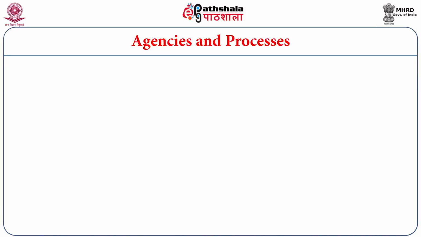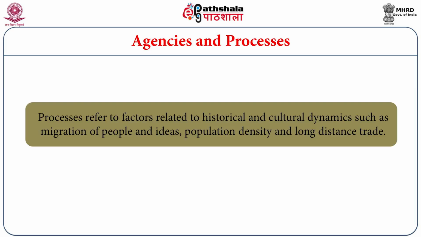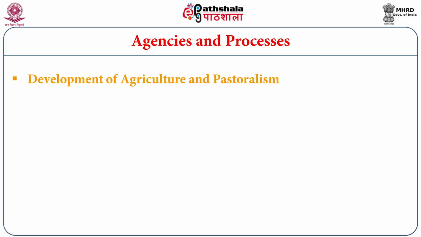Coming to the agencies and processes of this period, we have several processes developing in the Iron Age in southern India. What is a process? Process actually refers to the factors related to historical and cultural dynamics, such as migration of people and ideas, population densities and long distance trade. So development of agriculture and pastoralism was one of the important agencies for cultural developments during the Iron Age.